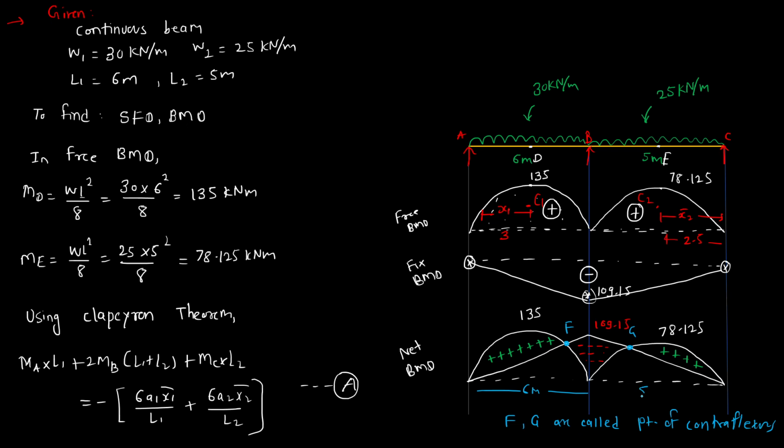This is 6 meter, this is 5 meter. And this is our net bending moment diagram. Now we'll move to the shear force. So while calculating the shear force, first you draw the given beam. So this is 30, this is 25, 6 and 5.